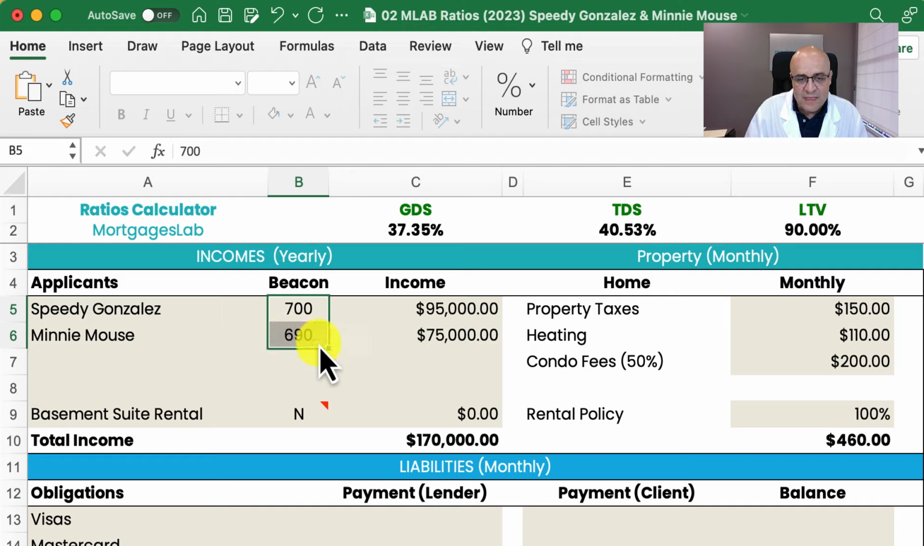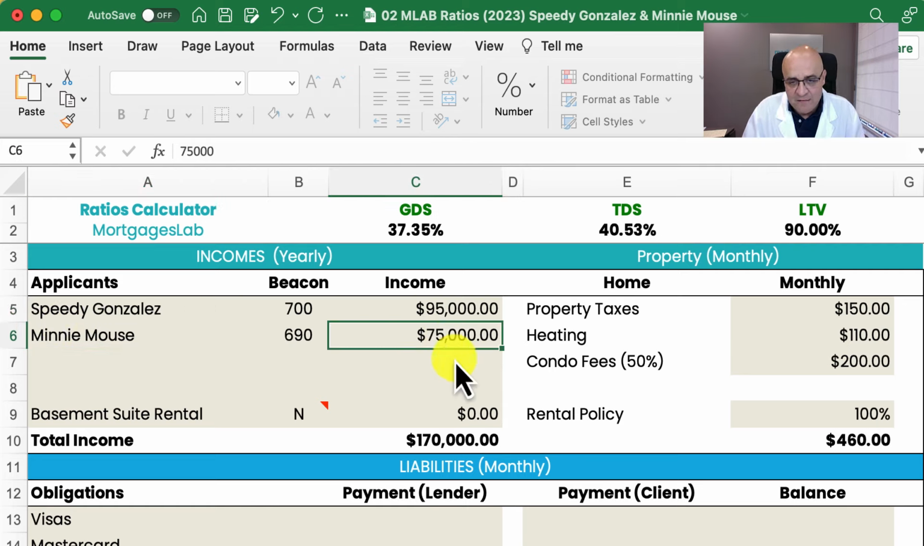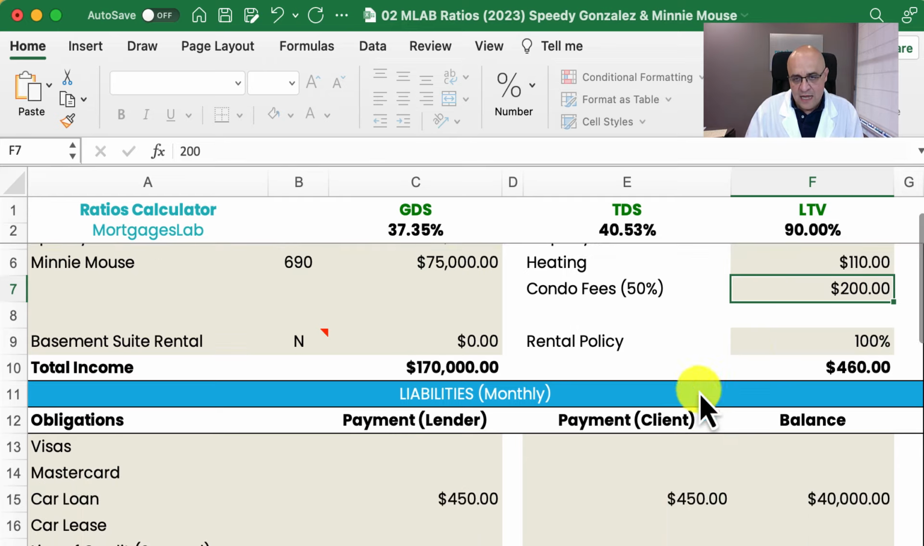We have what we think the credit history is going to be, and their income, 95,000 in this example. And we have the spouse, which is Minnie Mouse, and the income is 75,000. Here we have an estimate of the property that they want to purchase. For example, we estimate that the taxes are going to be 150 a month, that the heating is 110, and if this is a townhome or a condo, we have half of the condo fees because this is the policy of what the banks are looking for. Okay, so we just add for this into this section.